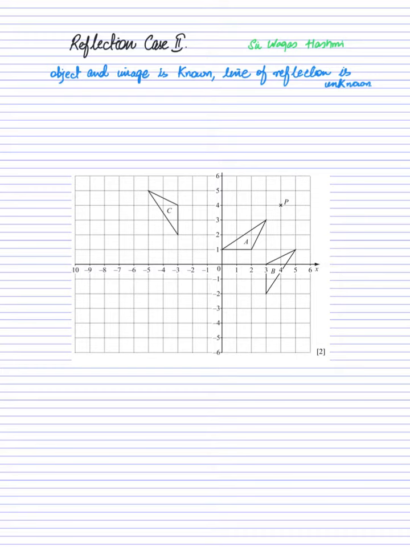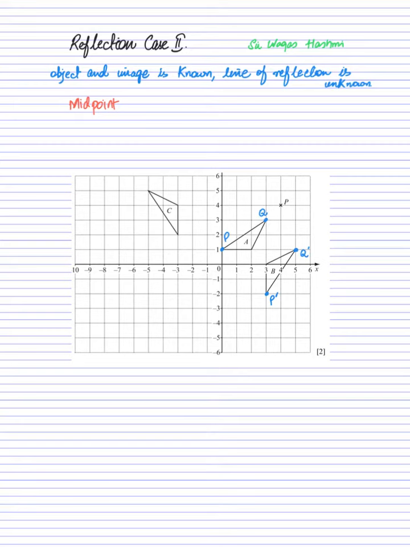For the line of reflection, keep in mind that we need to focus on the midpoint. Alright, the midpoint leads to the line of reflection. Now, let's suppose this is a point P and after reflection this is the point P dash. Similarly, if this is the point Q, after reflection it will be the point Q dash.